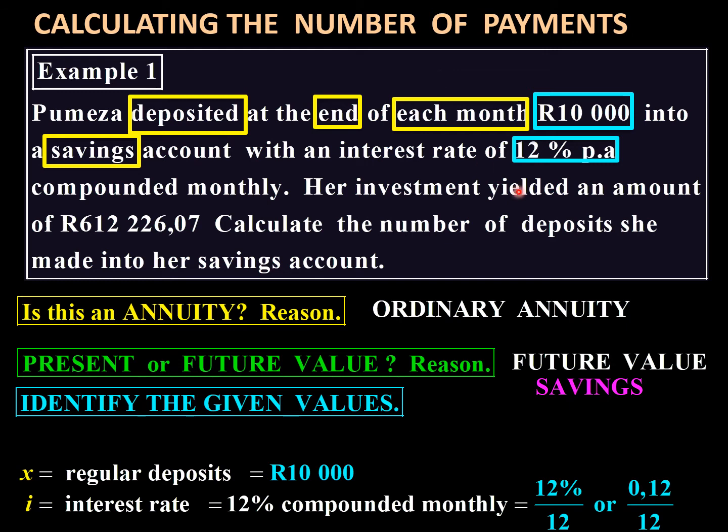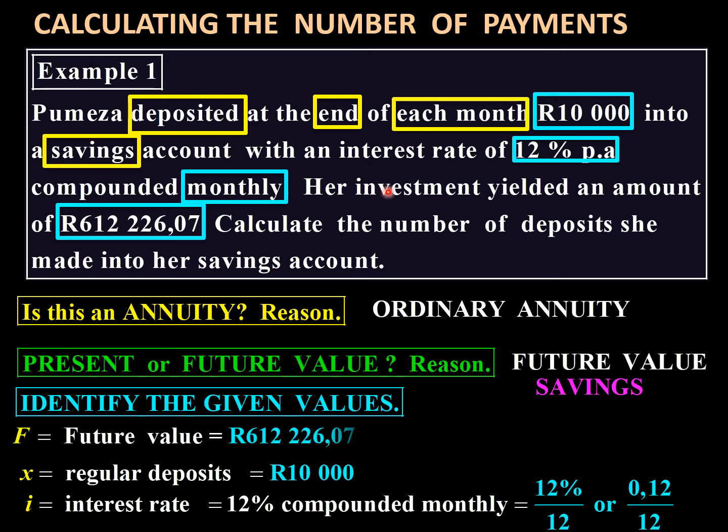Maybe this one is easy. We've got 12% over 12 can just be 1%, right? But if it's something else, just leave it as in percentage form there. And then we have 600 monthly, and then we have 612,226 Rand and 7 cents, and that is the future value of an investment. And then we have to calculate the number, and the number there is the unknown. So that's what we have there.